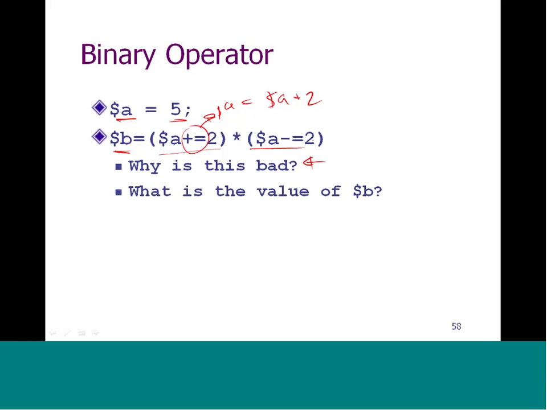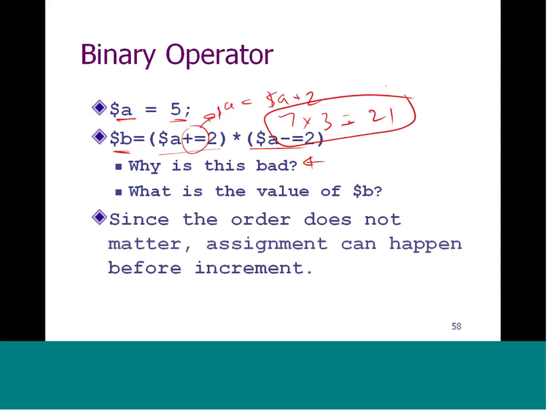So here you may expect that $b is actually 7 times 3, which should be 21, but that is not the case here. So why is it not the case and what is the actual value? Before that, if you look at the precedence rule, it says that in this kind of scenario the order does not matter.